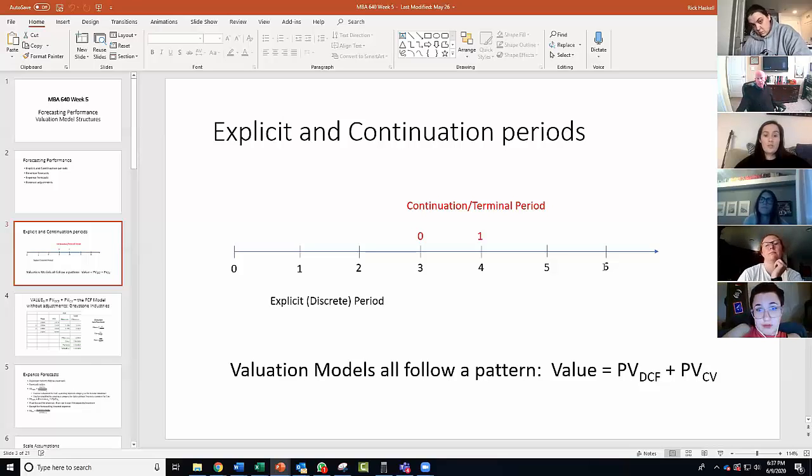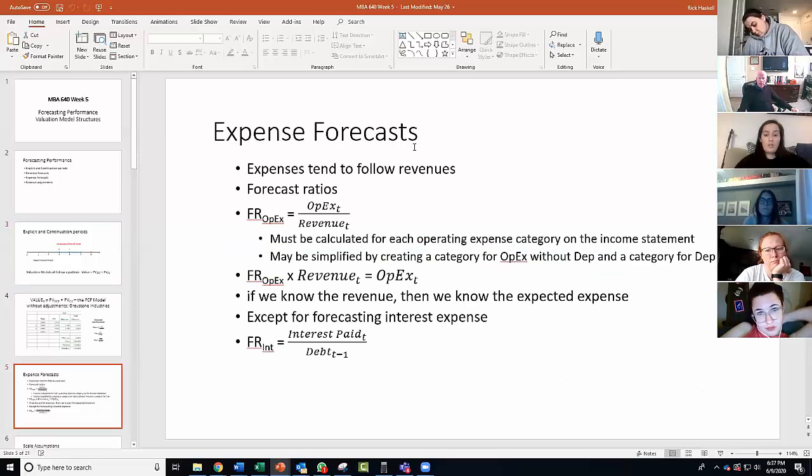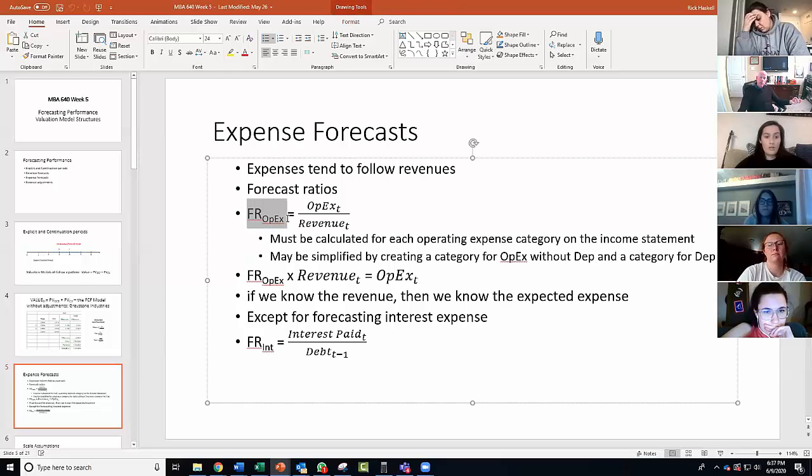Okay. All right. So let's look at expense forecasts. I think now you're probably pretty comfortable with how you do an operating expense forecast. You create a ratio, which is going to be the operating expense category divided by the revenue for that year. And then in order to turn that into a model, you take that ratio times the revenue for whatever year you're forecasting the expense for, and it gives you that particular expense.